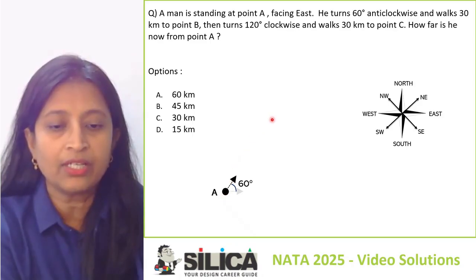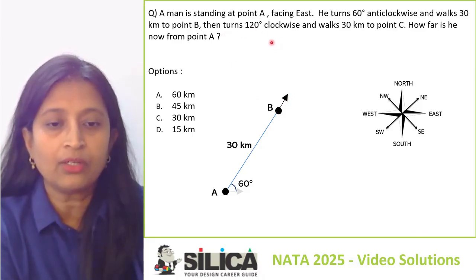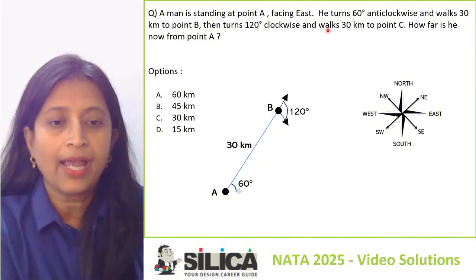So in this direction he walks for 30 km. So now he is at point B and facing in this direction. Then turns 120 degree clockwise. So 120 degree clockwise is in this direction. So this is 120 degree and walks 30 km to point C.